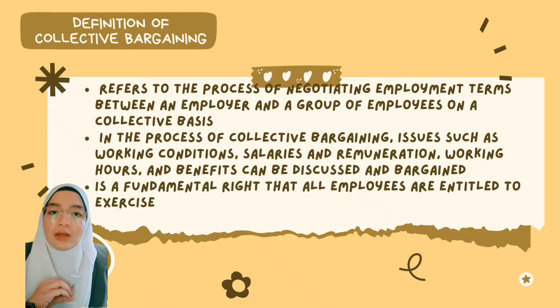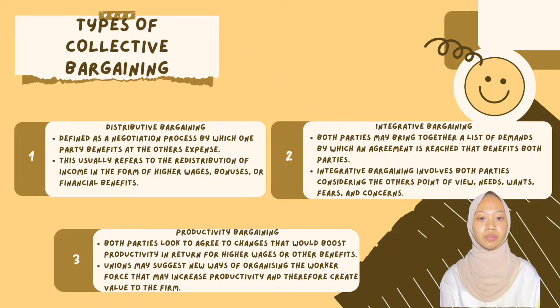In other words, all employees have the right to communicate their complaints or issues to their employers and to have those issues resolved through negotiation. Collective bargaining also contributes to the reduction of inequities in the work. First, distributive bargaining is defined as a negotiation process by which one party benefits at the other's expense. This usually refers to the redistribution of income in the form of higher wages, bonuses and or financial benefits. A trade union that has 100% of the employee workforce has significant powers.